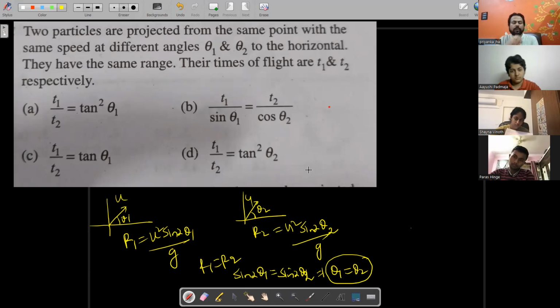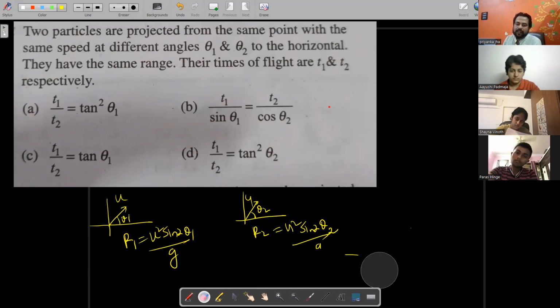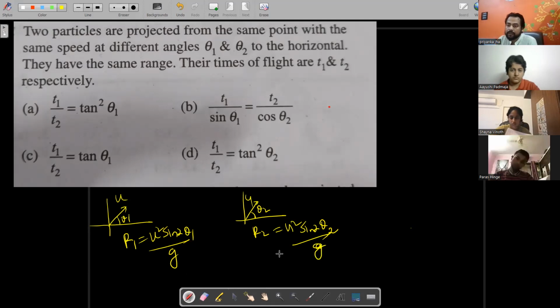Take 1 minute. Two particles are projected from the same point with the same speed at different angles with the horizontal. They have the same range. Now you can see one thing: they may be complementary angles. You know that if at two different angles with the same velocity the range comes out to be the same, it means that both the angles are complementary to each other. So theta 2 must be equal to 90 plus theta 1, isn't it? Understood?